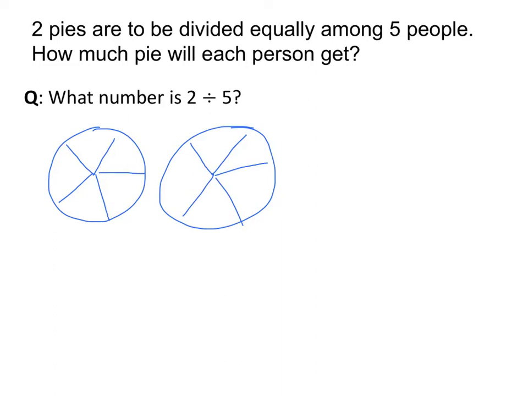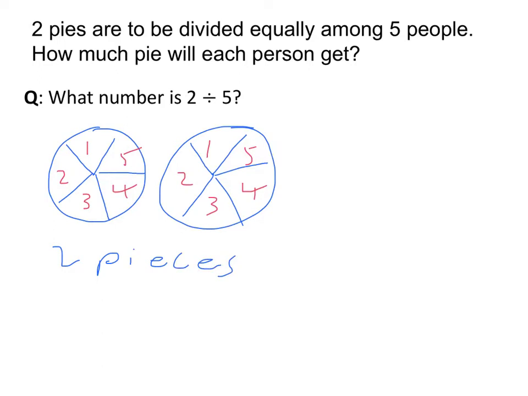Well, one way I could do it is let's take this piece and give it to the first person, and let's take this piece and give it to the first person also. And then this piece, let's give it to the second, this to the second, and then the third, and the third, and the fourth, and the fourth, and then the fifth, and the fifth. So the point here is that each person gets 2 pieces. Each person is going to get 2 pieces.